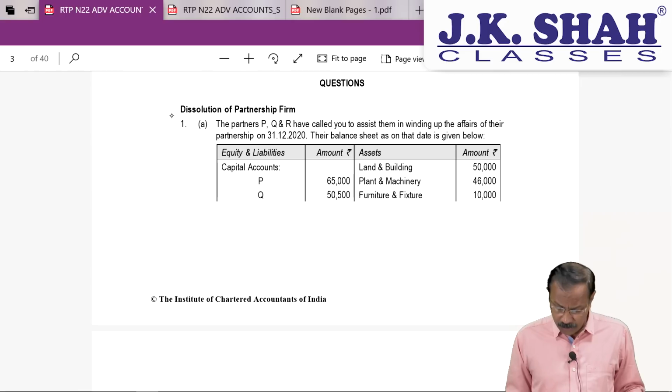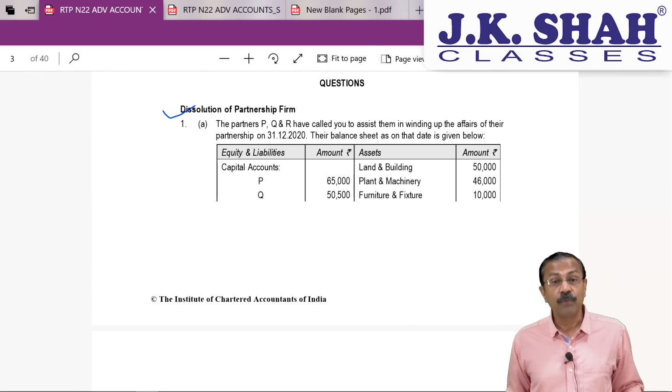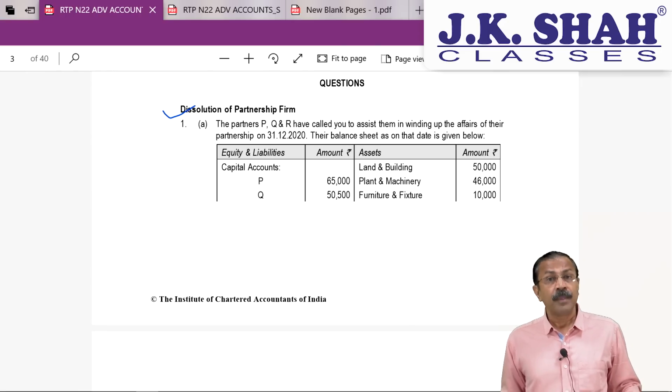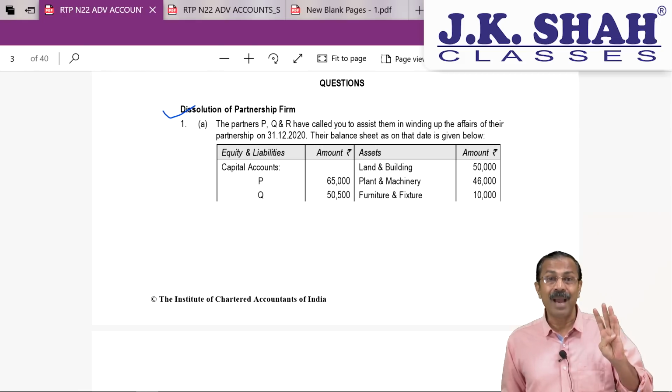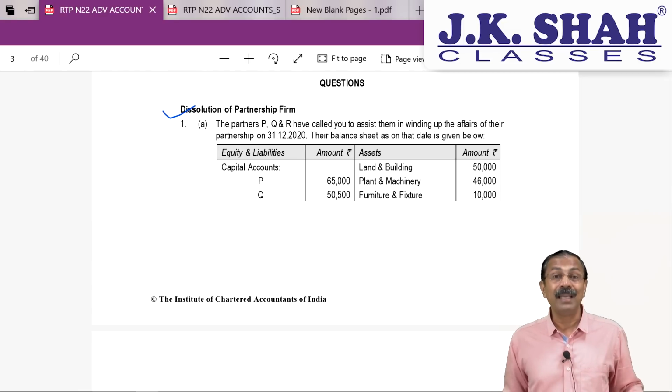First is on dissolution of firm, partnership, dissolution chapter. In case of partnership, there are 4 parts. One is dissolution, one is piecemeal, one is conversion, and one is amalgamation of firms, remember. This question is based on piecemeal distribution.